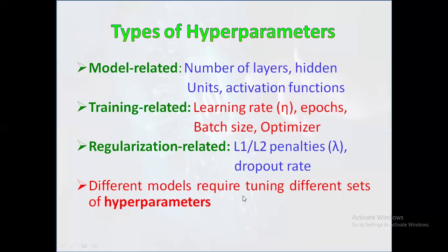Finally, different models require tuning different sets of hyperparameters. For example, a decision tree requires maximum depth and minimum samples per leaf, while a neural network needs learning rate, number of layers, and optimizer settings. Therefore, tuning is always specific to the algorithm.